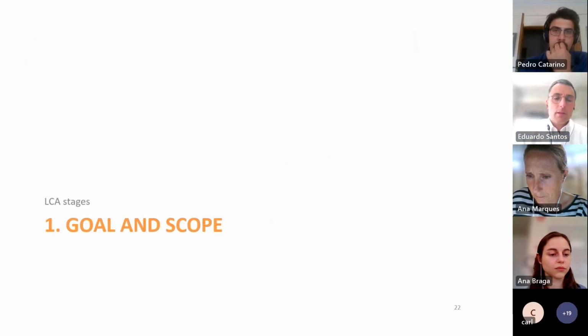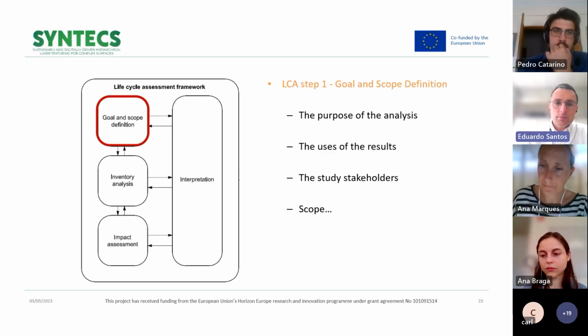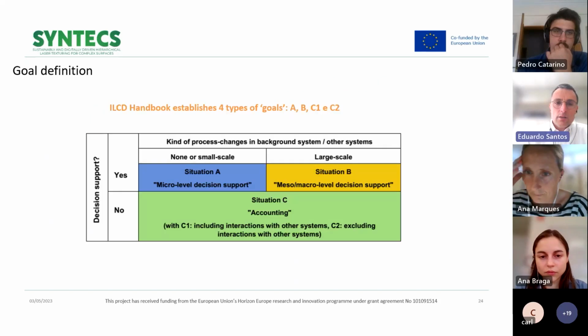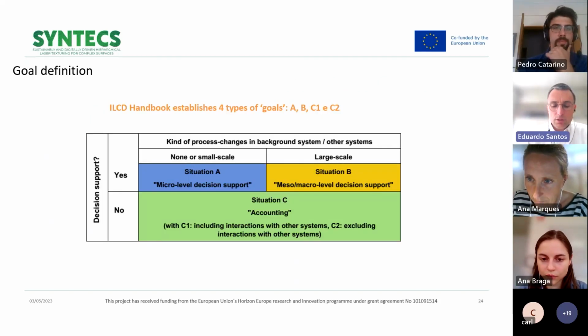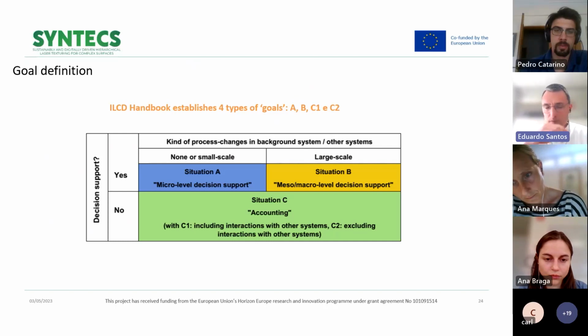So this set of complex and very big number of tasks can be presented in four big groups of activities. So first, the goal and scope definition. And for the goal and scope, I would just like to help you understand that the scientific community identifies basically four types of goals. So we can have goals that are intended to support decisions to change the product system or the service system.